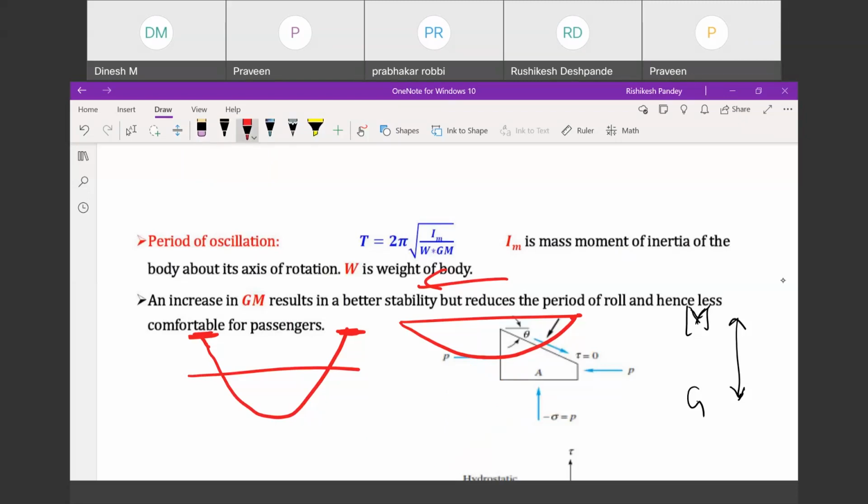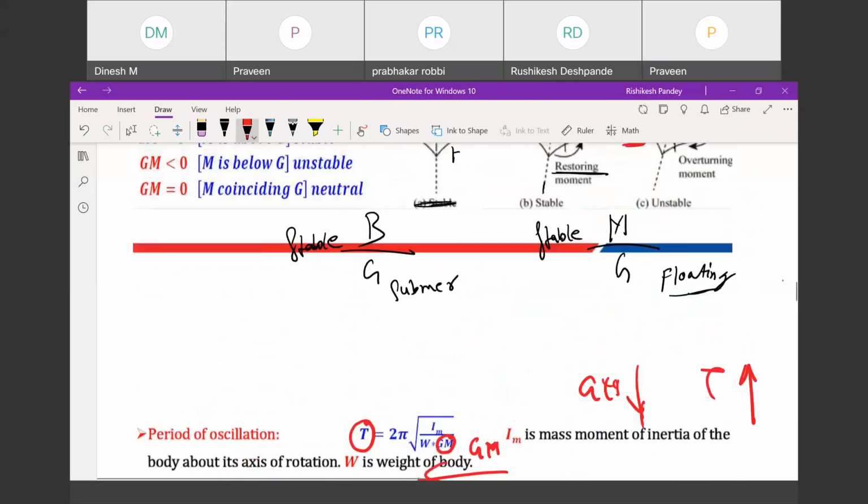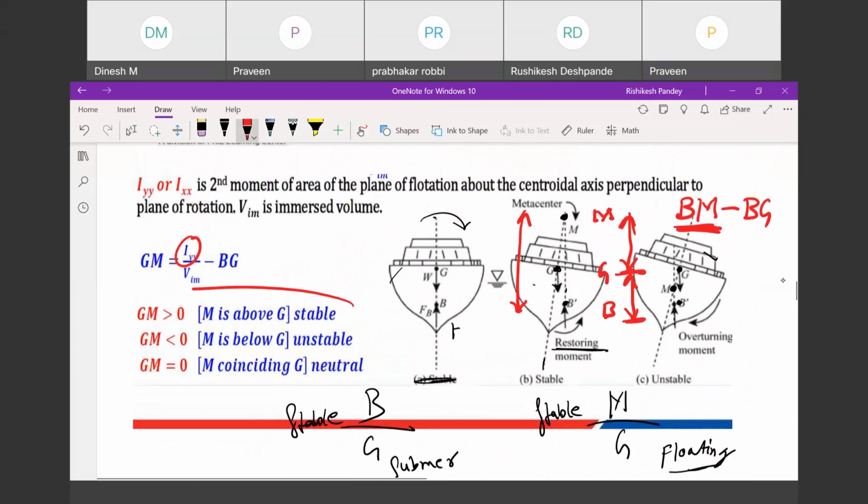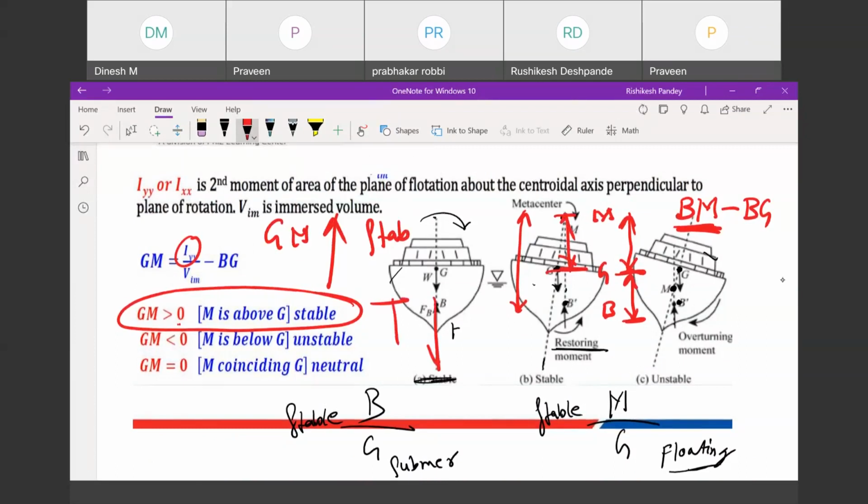Okay. So to have more time period, the height of GM should be less. If GM is less, time period will be more and you will feel more comfortable. But when it comes to stability, this is your stable condition. When GM is greater than 0, the more the value of GM, the more the height, the more there will be stability. So when GM is more, you will have more stability. But then time period will be lesser. Then you will not feel comfortable.